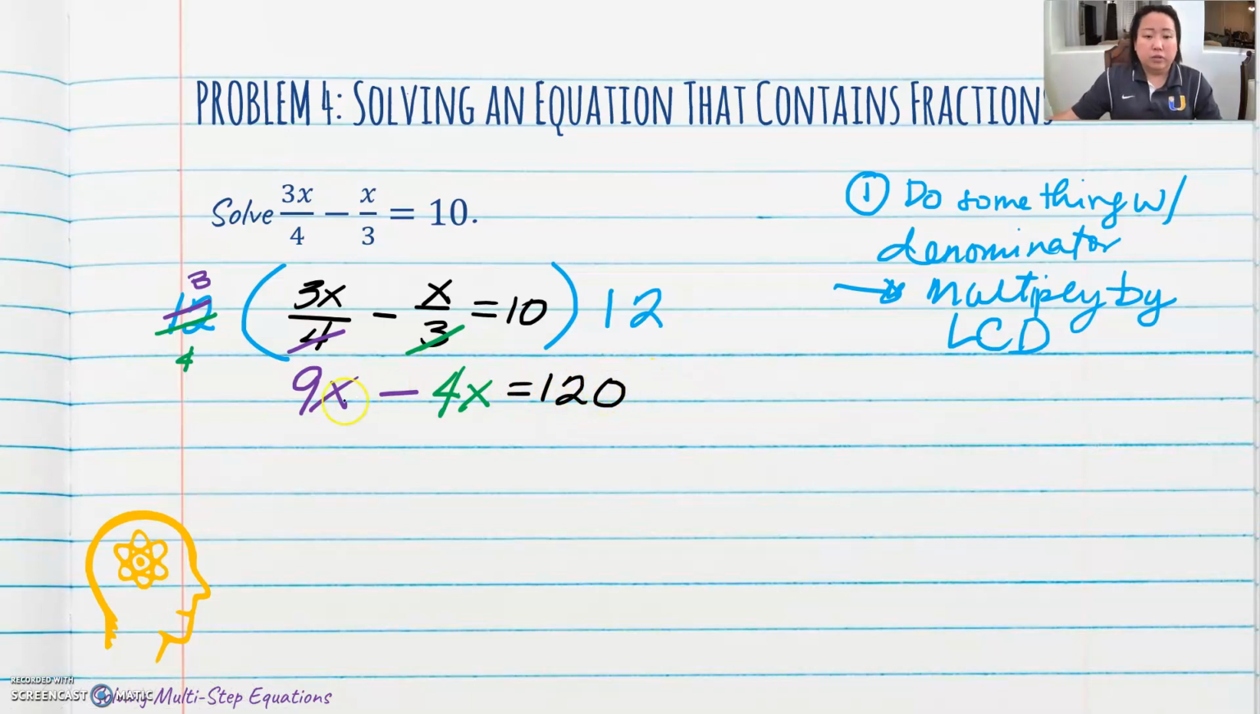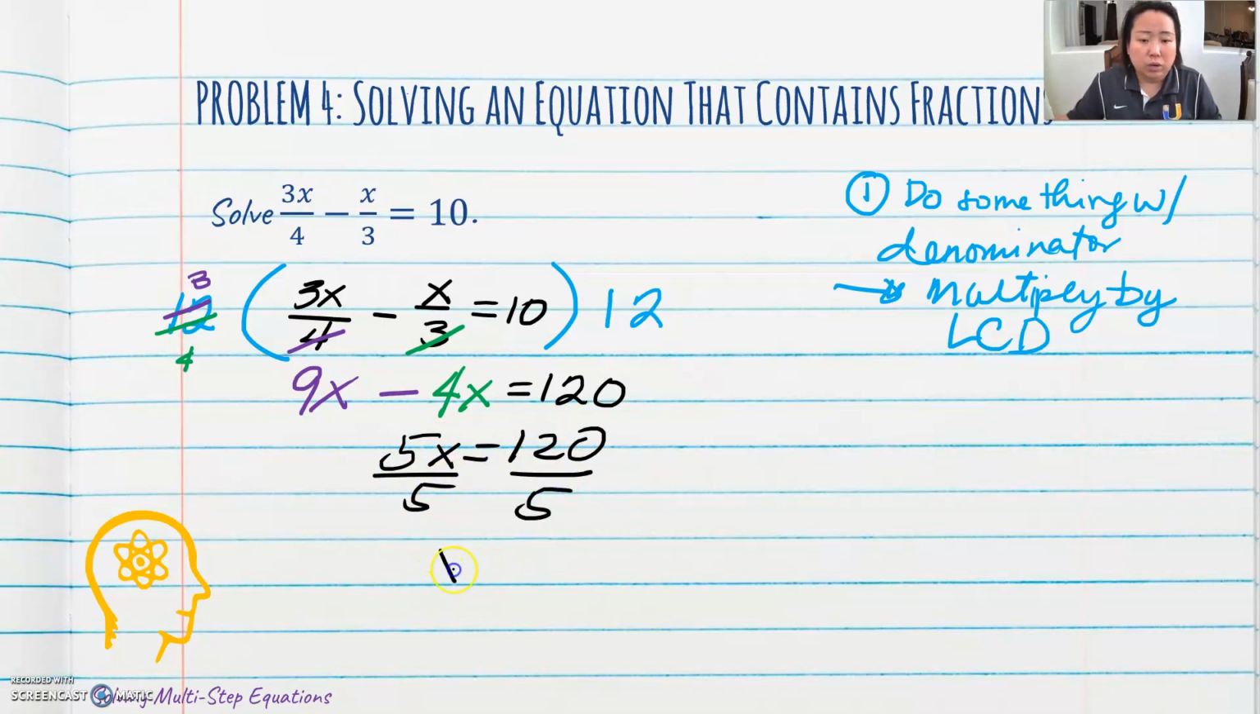Okay? And so this is now a lot easier to work on since you have just one line. You do not have any denominators to worry about. So here, you can combine like terms already, 9x and 4x. That will be 5x is equal to 120. And then, of course, we divide by 5.